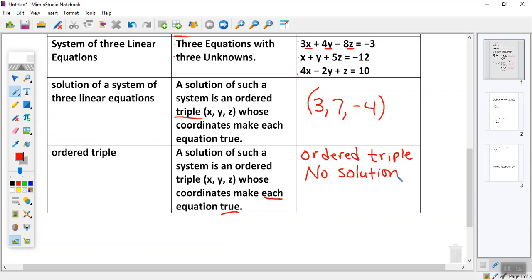Anybody want to guess what our other option might be? We got one ordered triple. Maybe there's no solutions, so no ordered triple, or maybe there are infinitely many solutions, okay? And you've talked about that idea when you've dealt with systems of linear equations of two variable form, okay? Guys, nothing's really going to be new today.